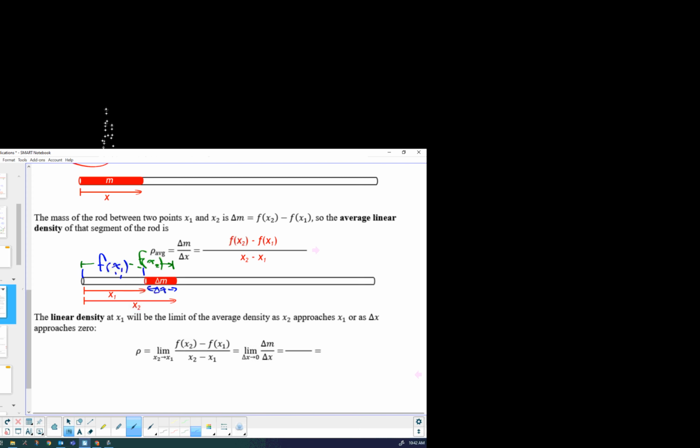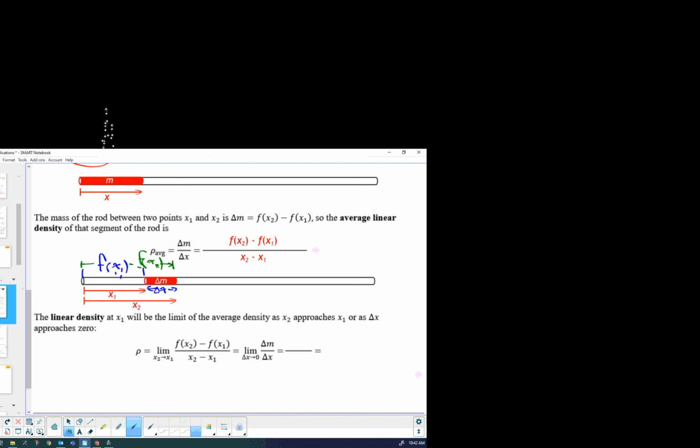Mass per volume is probably a density that you're more familiar with. So how much mass is there in this volume of stuff? But when we have a rod, then we talk about linear density, as in for this length, what's the mass of that section? When we do the ratio, it gives me the density or average density of that section.